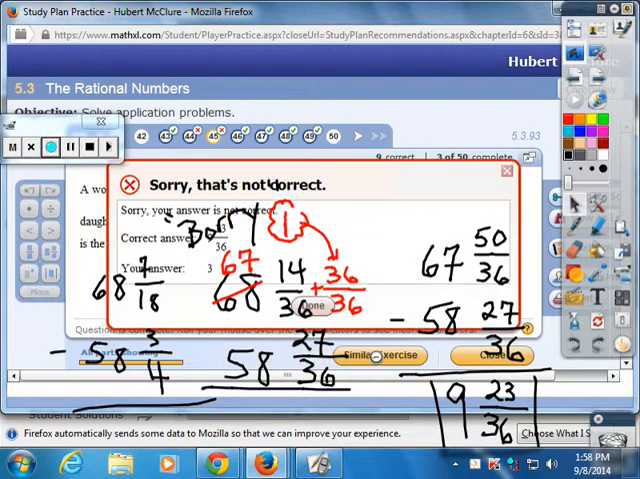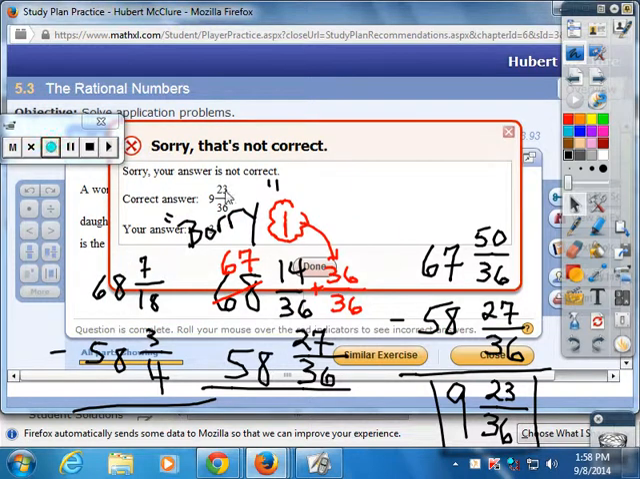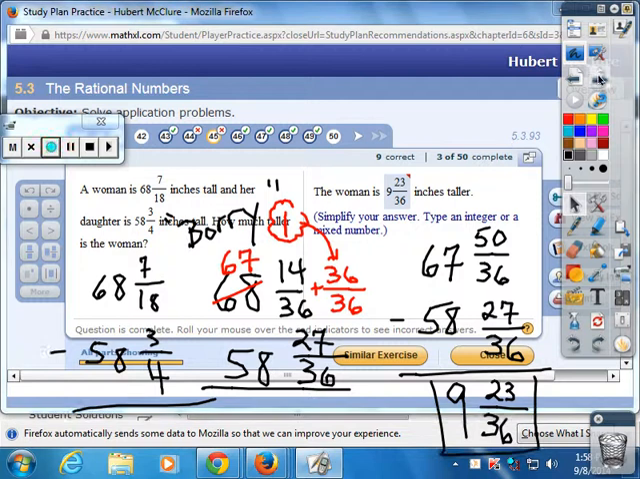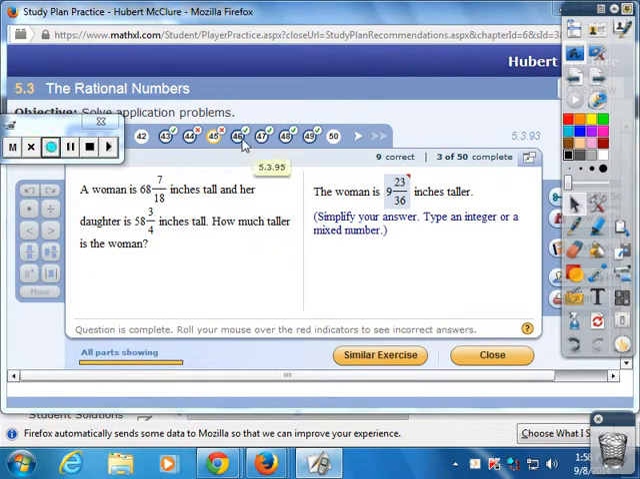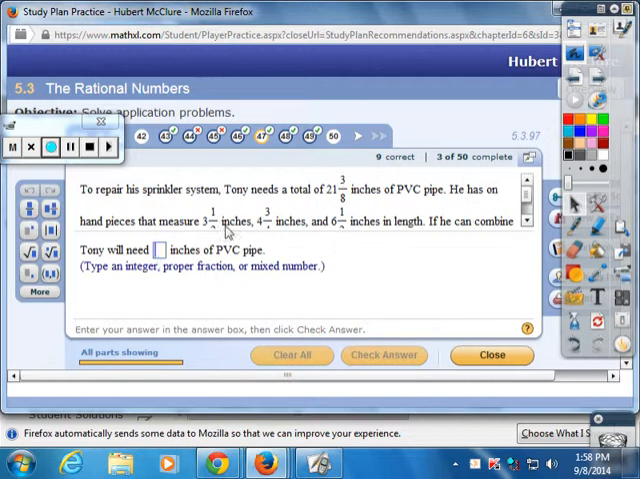Why can't I get the dadgum answer to come up? What's their answer? 9 and 23/36. Look there. I tell you what. Dang old math. Dang old genius. All right, let's try another one. All right, try that one.